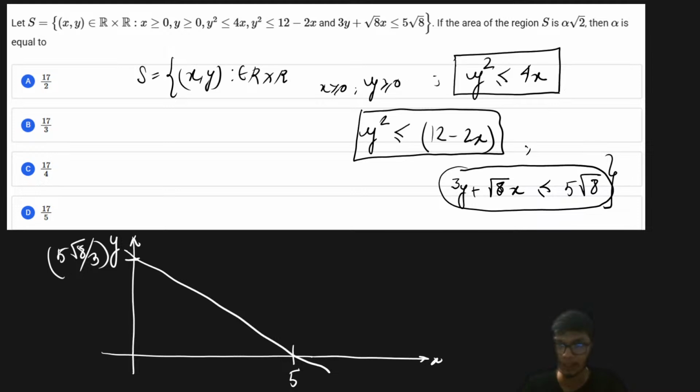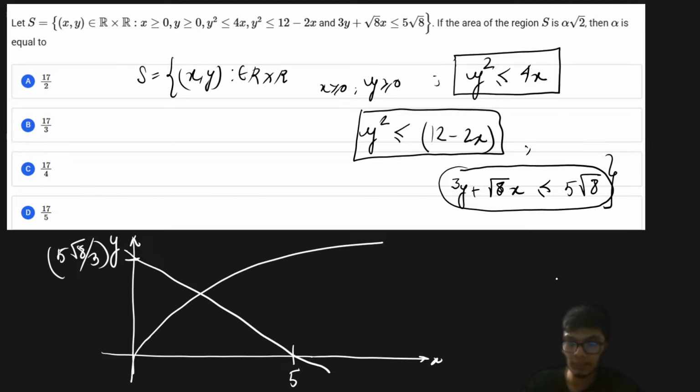Now if we look at this particular parabola, y square is less than or equal to 4x, it is a simple parabola that we all know, y square is equal to 4x. Since we are looking at the interval where x is greater than 0 and y is also greater than 0, I will only be plotting the part of the parabola that is in the first quadrant. Is this particular part clear?